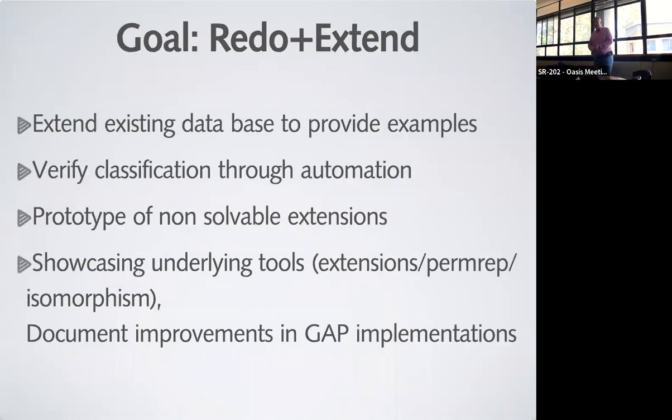So the goal is I want to extend this existing database, well, in part just because one can do it, in part because these groups actually can be interesting examples for studying conjectures. I want to verify the classification, which was done very much by hand, through automating it. It's in some way a prototype of constructing non-solvable extensions, and it showcases the underlying tools, constructing extensions, constructing permutation representations, isomorphisms, and documents the improvements in the GAP implementations of these tools that actually made it possible to do this.